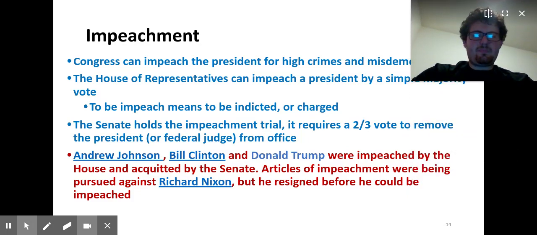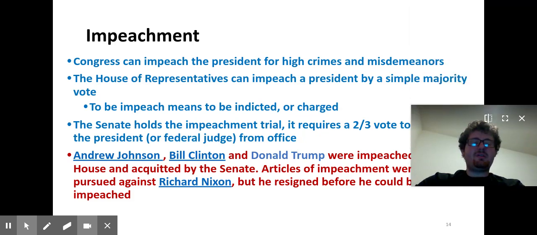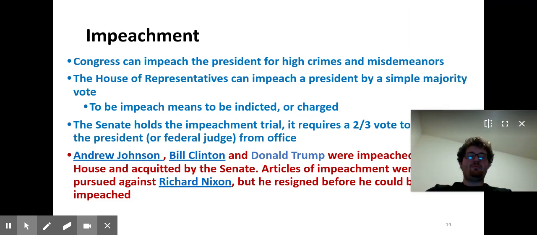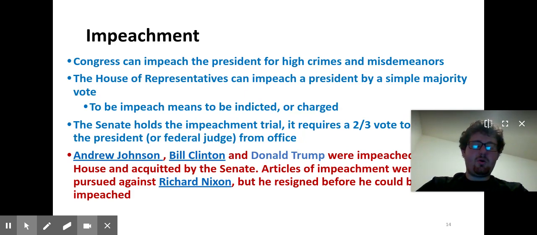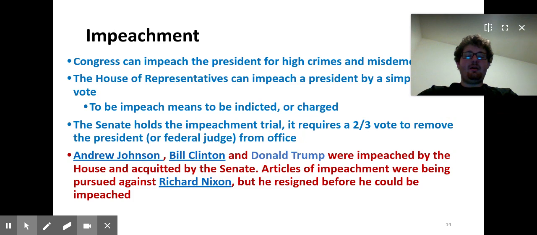The House of Representatives can impeach a president through a simple majority vote. So it doesn't require a supermajority like an amendment or anything like that, or even like a presidential veto. The Senate then holds an impeachment trial. So once the president is impeached by the House, he goes to trial before the Senate, and that requires a 2/3 vote to remove the president or judge from office. That's 67 people, 67 votes. So it requires a lot of people. To date, that's never happened.